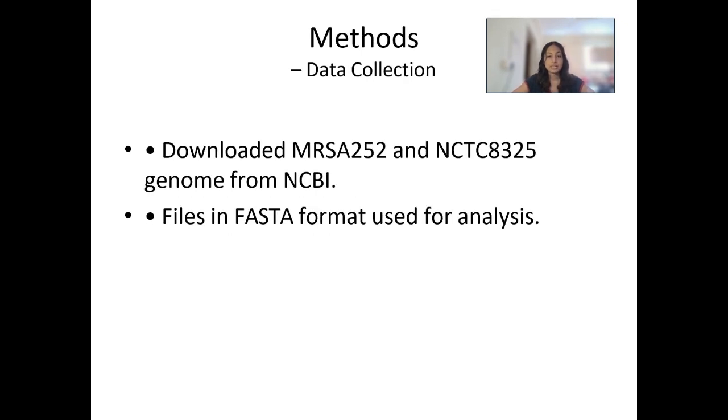Okay, so methods, genome collection. For this analysis, I selected two well-known strains from the NCBI genome database. The MRSA252 strain is resistant to methicillin and other beta-lactams. The NCTC 8325 strain is non-resistant and often used as a reference. I downloaded their full genome sequences in FASTA format. These files were used as input for the resistance gene analysis tool, CARD RGI.